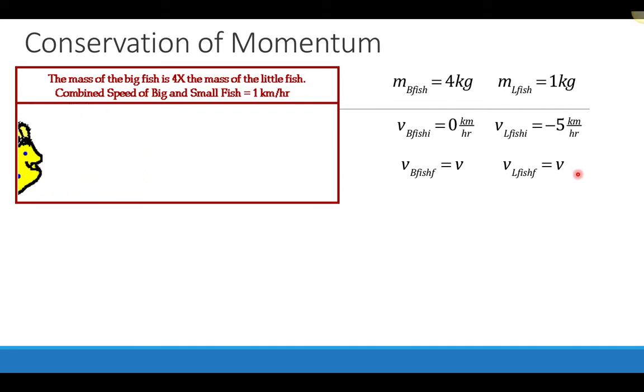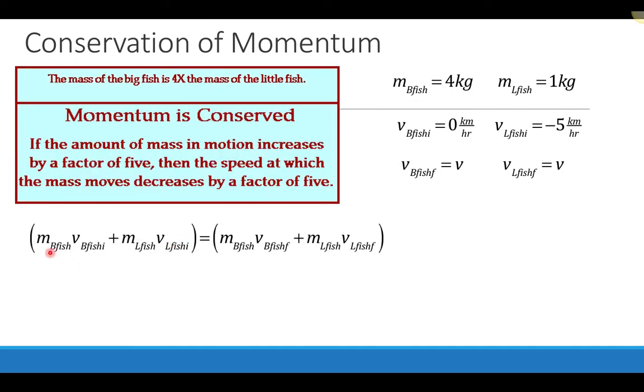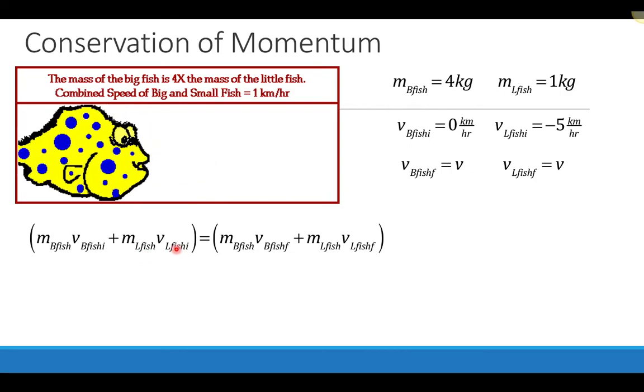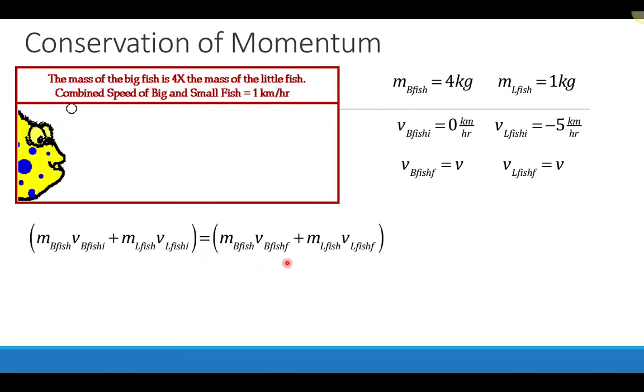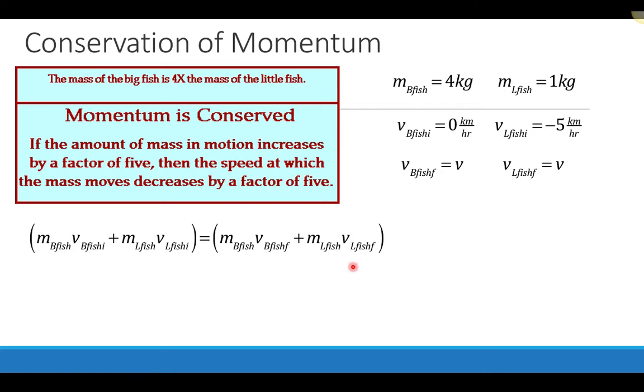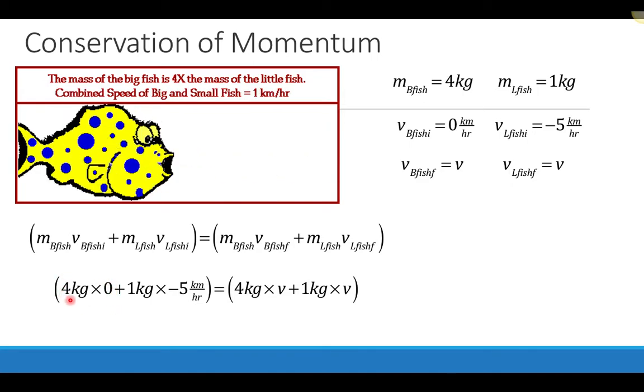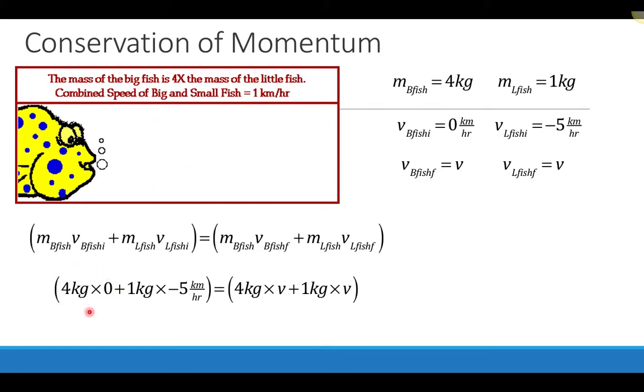So if we look at conservation of momentum, we know that the momentum of the system initially, which is the momentum of the big fish plus the momentum of the little fish initially, has to equal the momentum of the big fish plus the little fish afterwards. So we can start to plug in some of our numbers. The big fish is not moving initially, right? So its initial momentum is going to be 0.